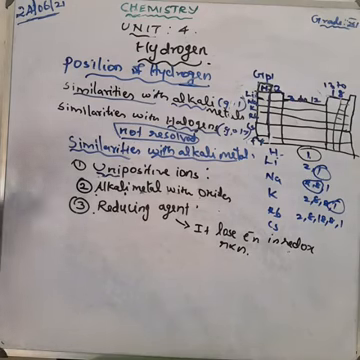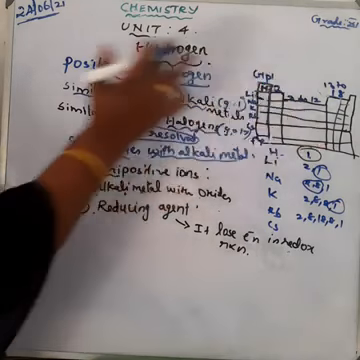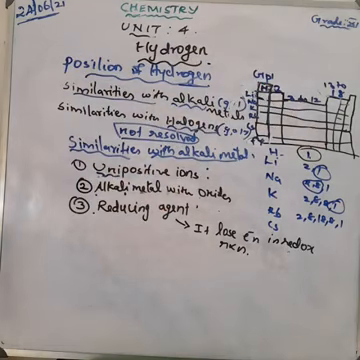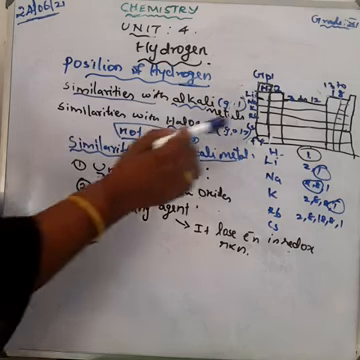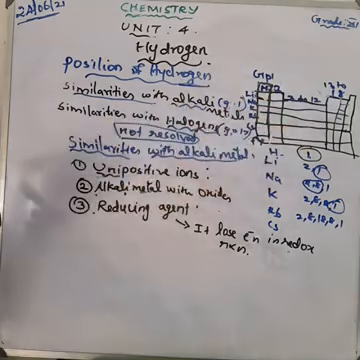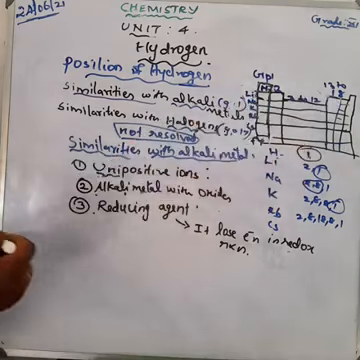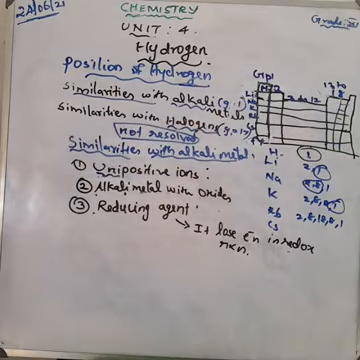We are studying now the position of hydrogen in the periodic table. We know the elements are arranged in increasing order of their atomic number in the modern periodic table, but certain properties of the elements are repeated at regular intervals of atomic number. Elements with similar characters are arranged in the same group. We studied that clearly. Here, what is the position of hydrogen in the periodic table?